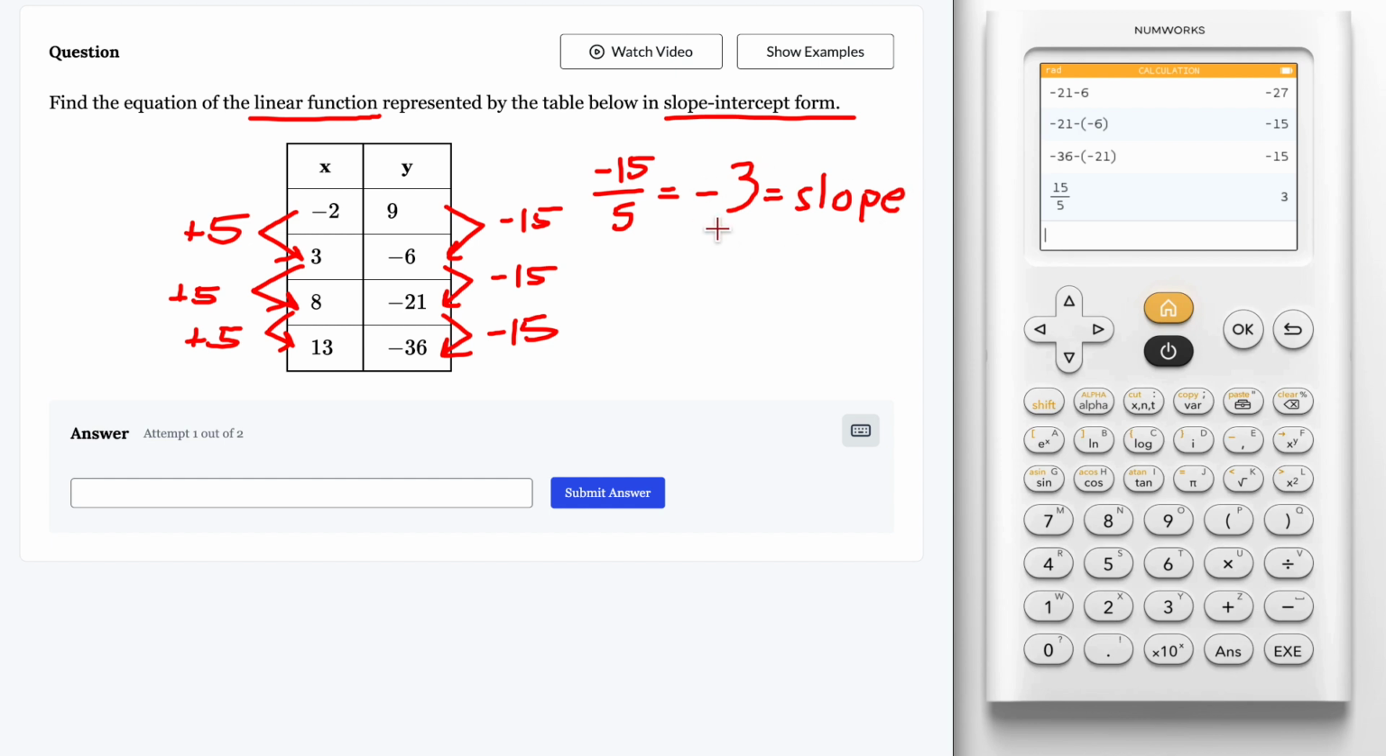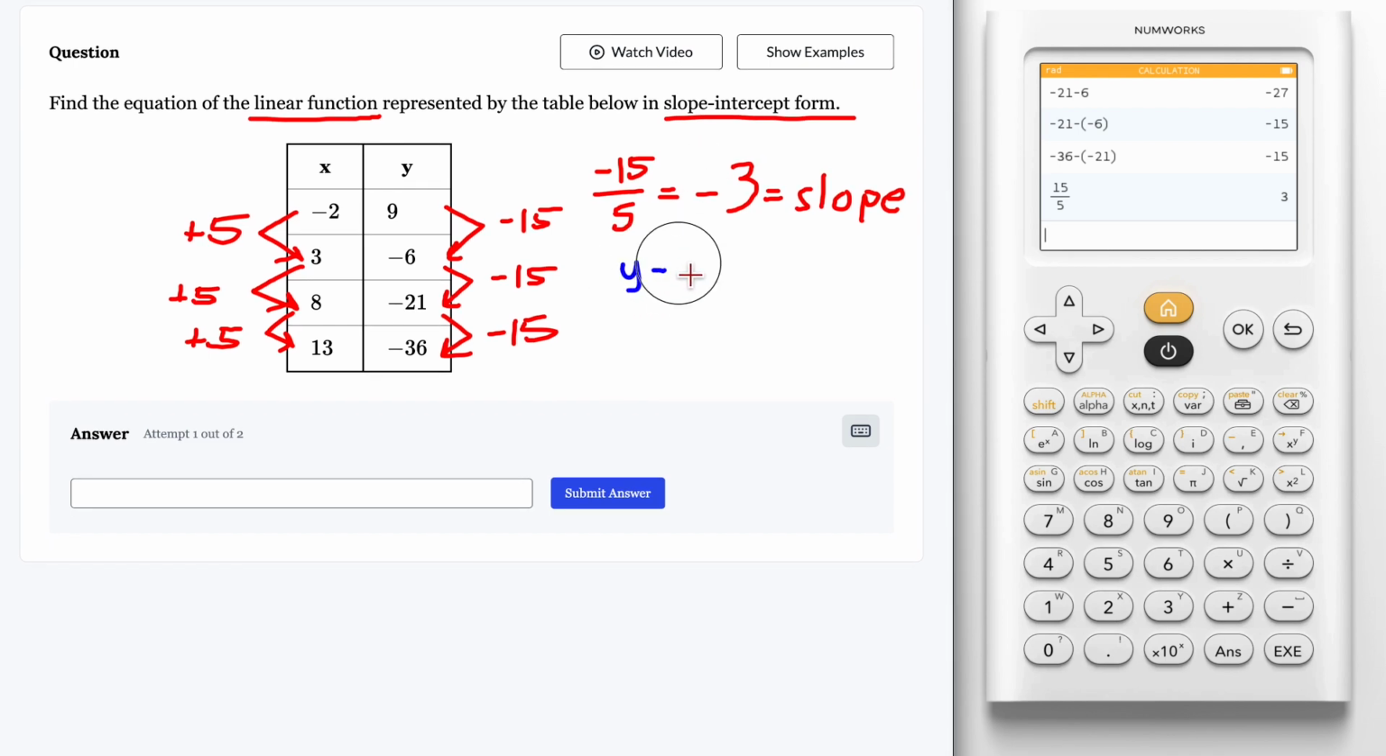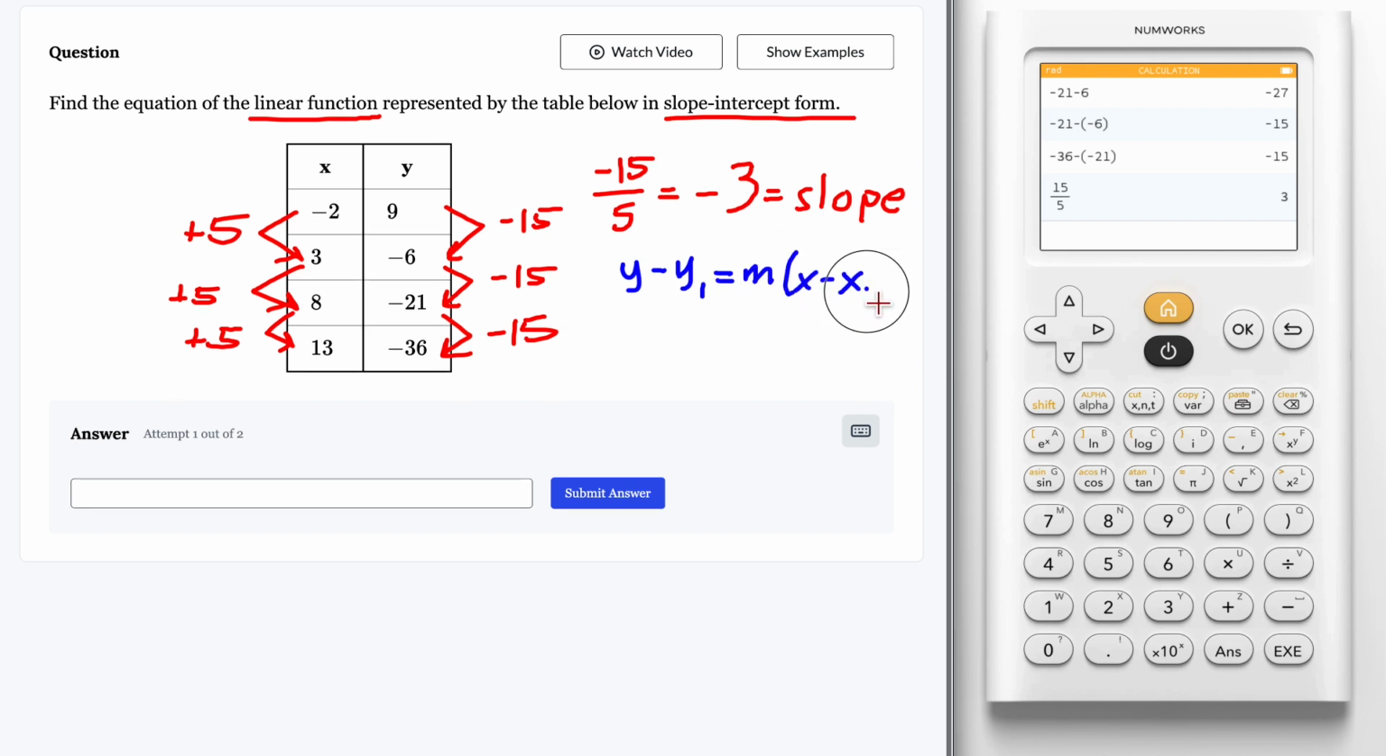So now we have our slope, and we need to write an equation in slope-intercept form. Now, in order to write slope-intercept form, we have to have the y-intercept. Now, we can write our equation in point-slope form. Y minus y1 equals m times x minus x1. And you're saying, well, how is this going to help us? Well, let's put in a point that we have and our slope and see what we can do with that.